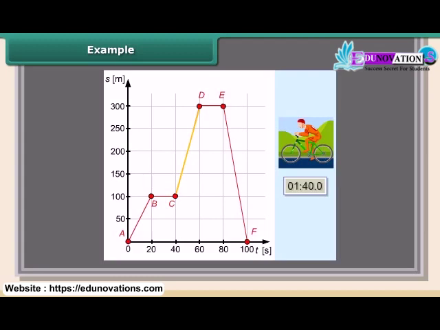In 20 seconds, he covered a distance of 200 meters, which means that he was traveling with a speed of 10 meters per second. Segment DE shows the cyclist stopped for 20 seconds. Then from segment EF, we can discover that the cyclist turned back and after 20 seconds reached the location from which he started his journey. He was moving with a constant speed of 15 meters per second.